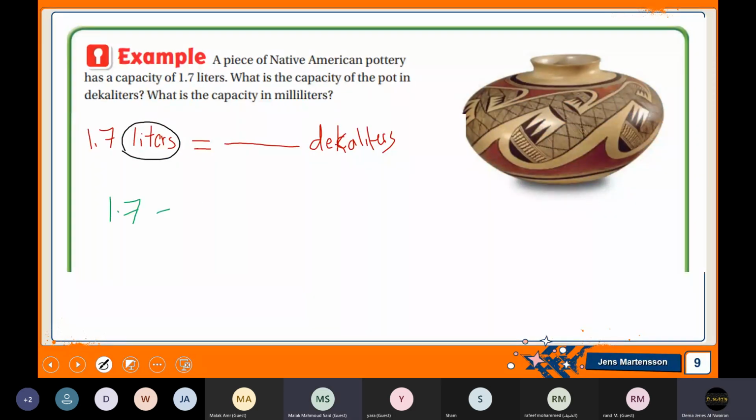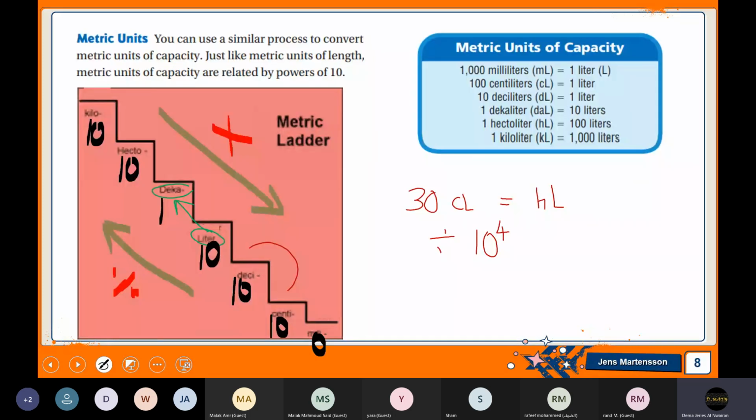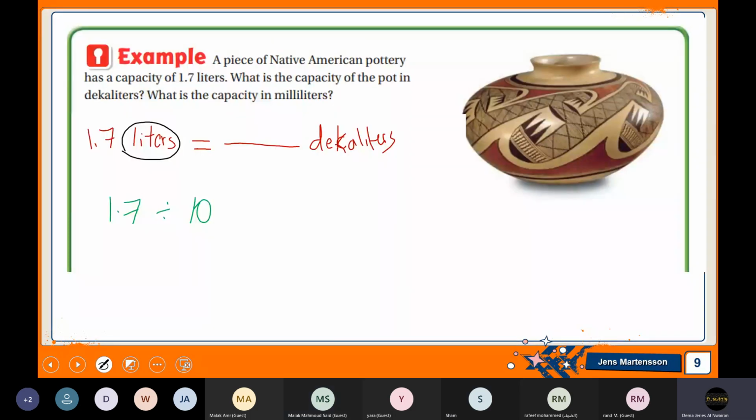Now, by 10 to the power of what? Let's see. How many steps when you are in liter? You want to go to the decaliter. How many steps will you go? 1 step. So it will be divided by 10 to the power of 1. Is it clear? Yeah.